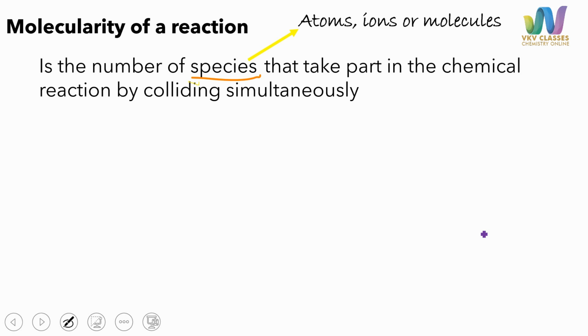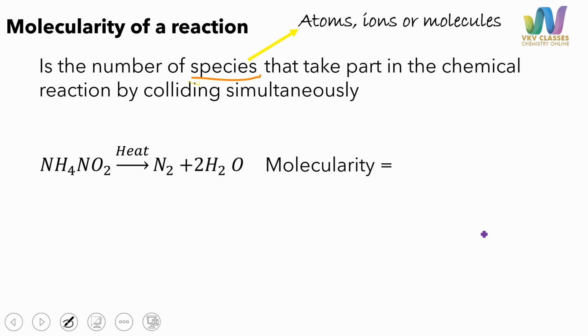So the number of atoms, ions or molecules that collide simultaneously in a chemical reaction is called the molecularity of the reaction. For example, ammonium nitrite on heating gives nitrogen plus 2 molecules of water. Here molecularity of the reaction is 1 because only ammonium nitrite is taking part. So the reaction is a unimolecular reaction, or molecularity of the reaction is 1.